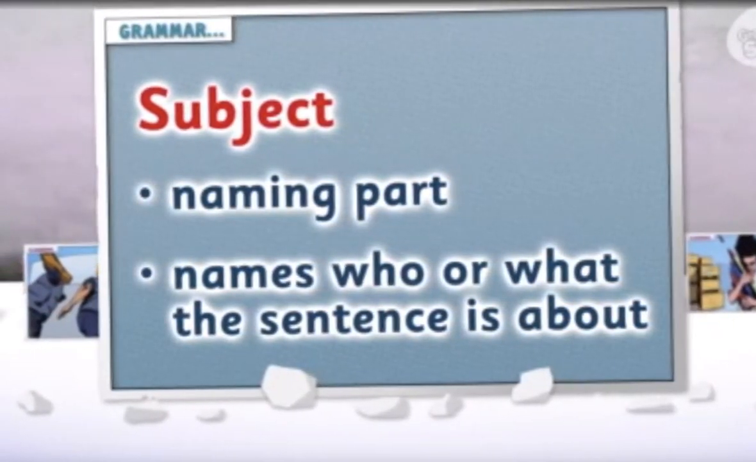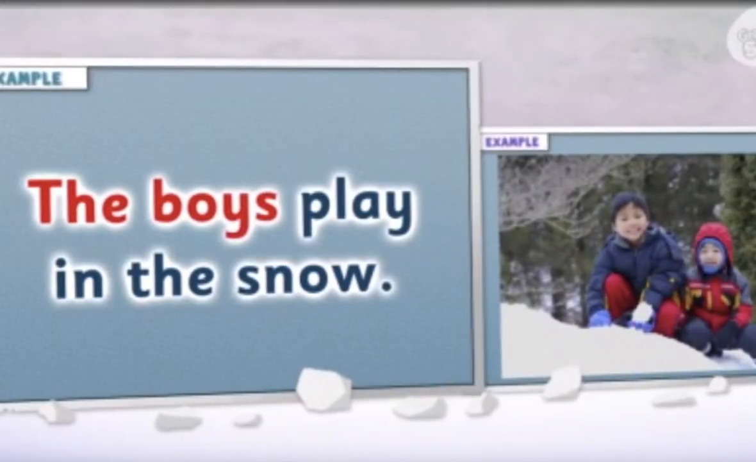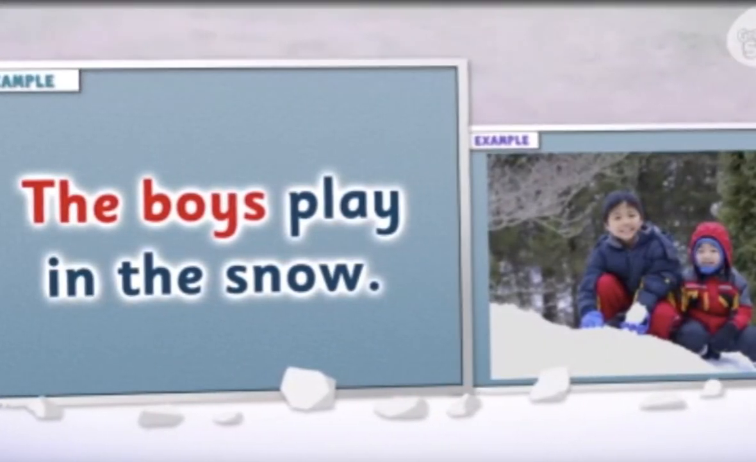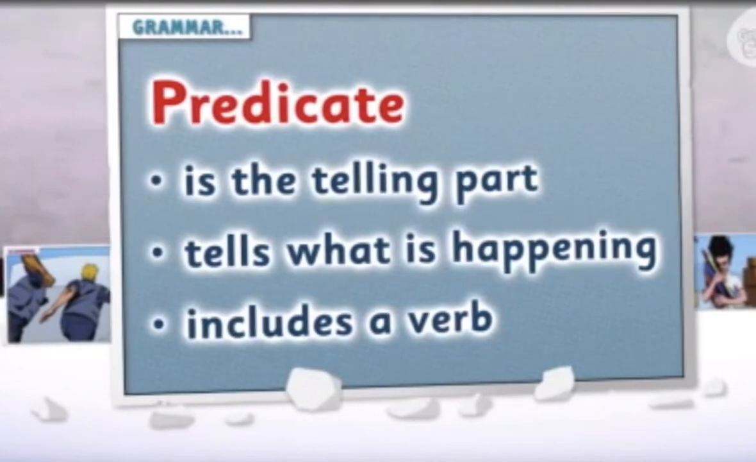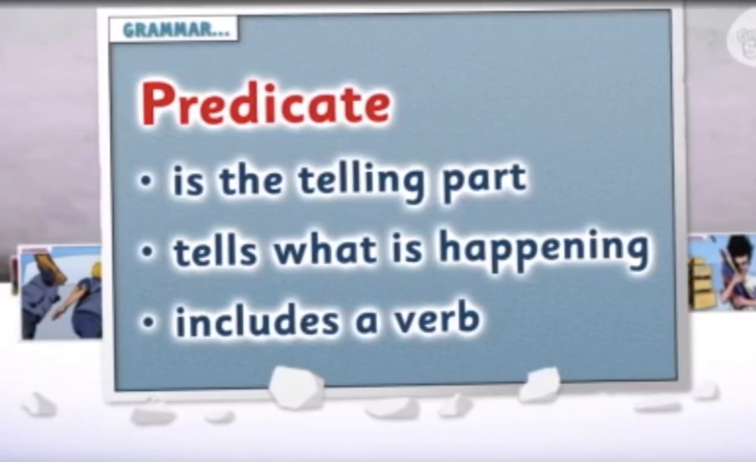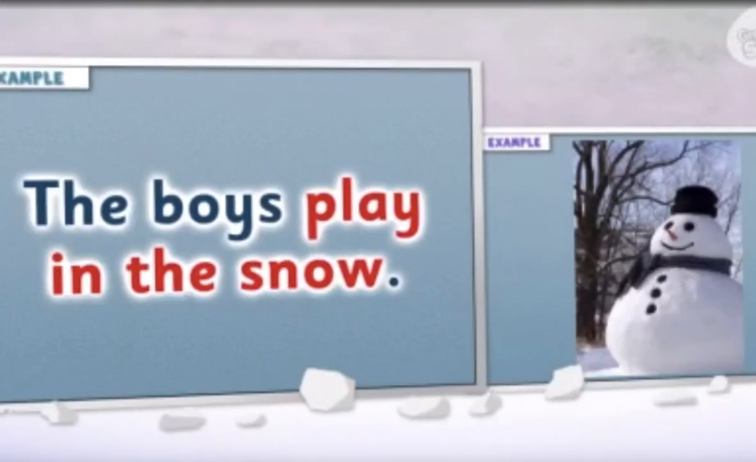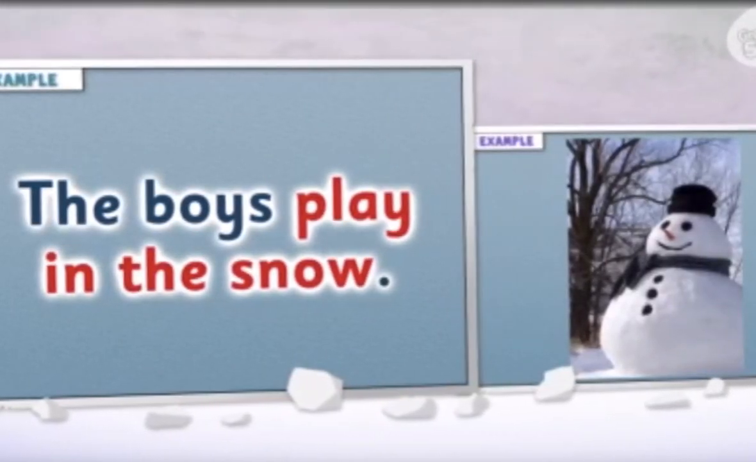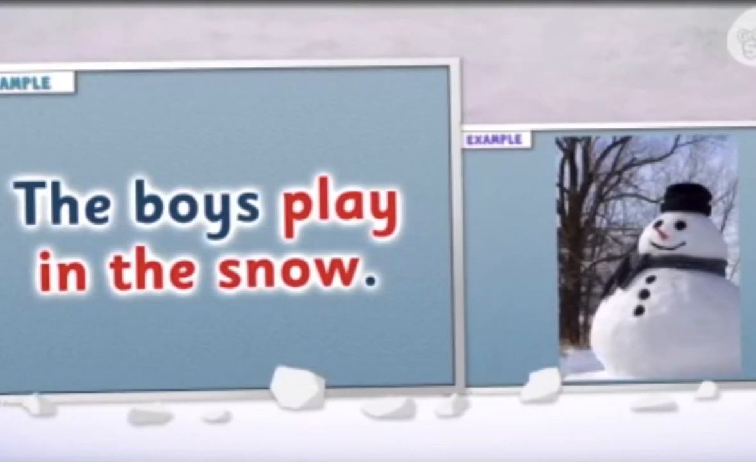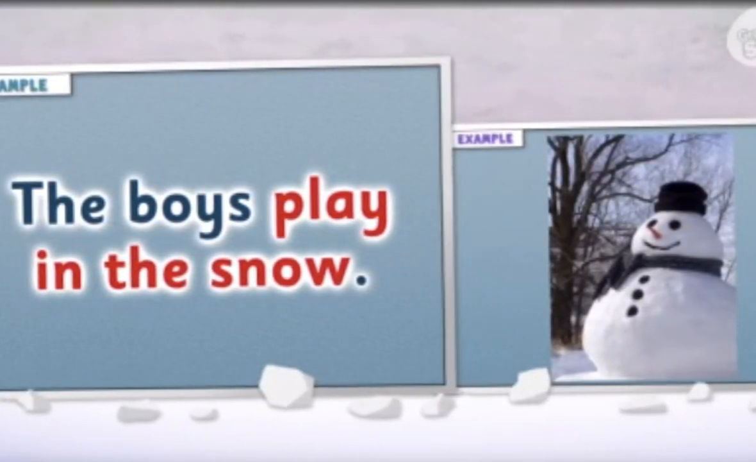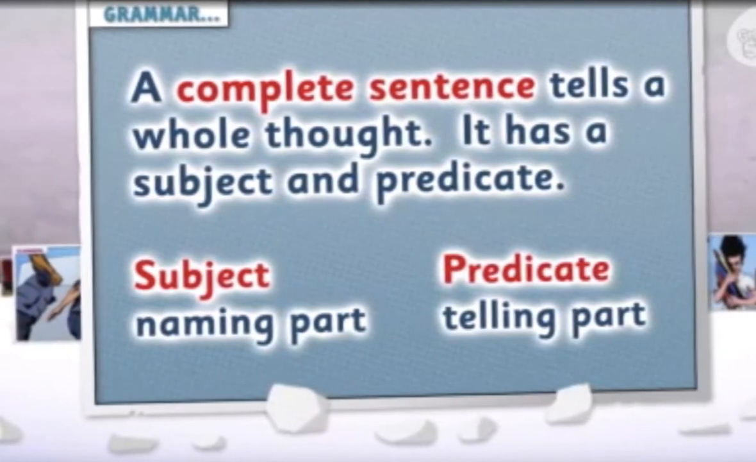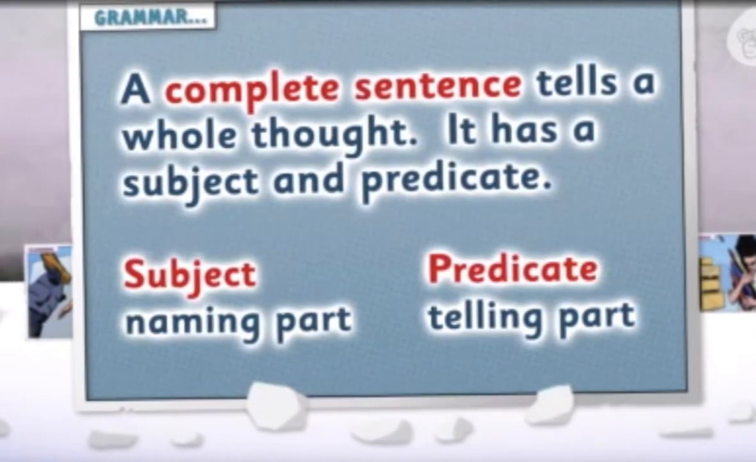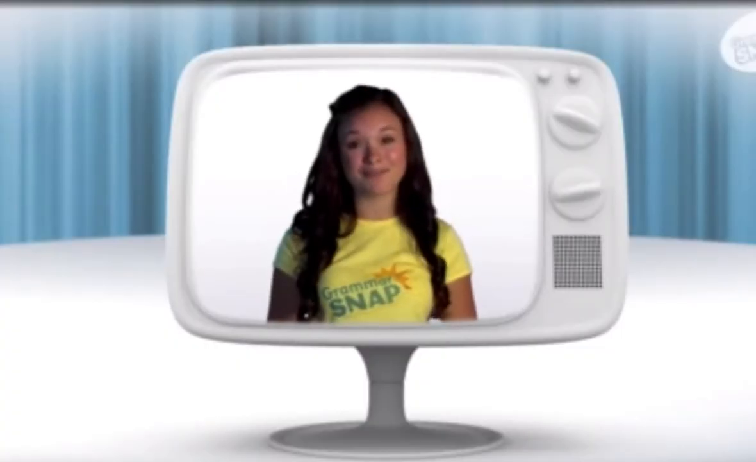The boys play in the snow. This sentence is about the boys. So that part of the sentence is the subject. The predicate of a sentence is the telling part. It tells what is happening. A predicate includes a verb. What do the boys do? They play in the snow. So that means play in the snow must be the predicate. The next time you write a sentence, make sure it's a complete one. It says a complete sentence tells a whole thought. It has a subject and predicate. Subject is the naming part. Predicate is the telling part. Check out Grammar Snap for more.